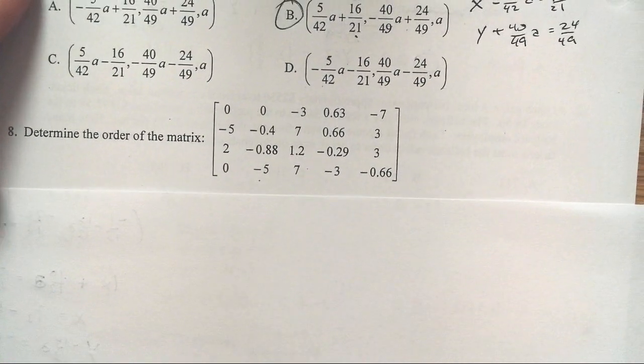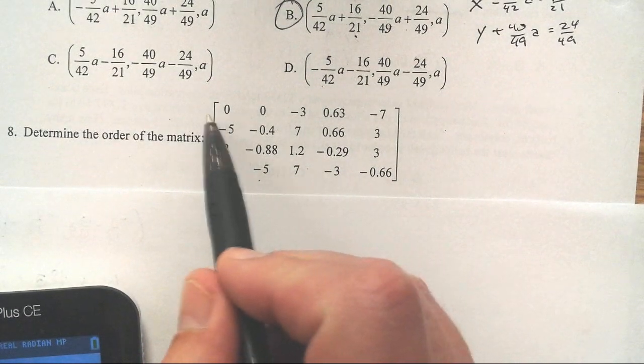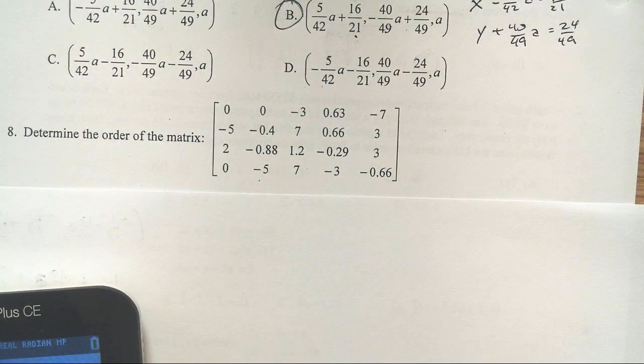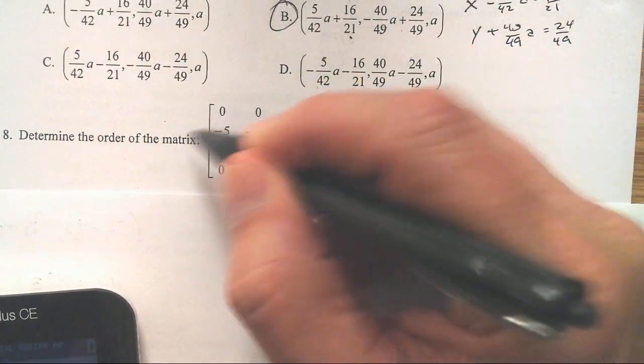So calculator, very helpful. Order of the matrix. The order of the matrix is always rows by columns. Now, if for whatever reason you forget, columns up and down, rows this way.